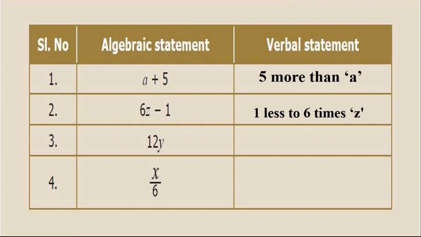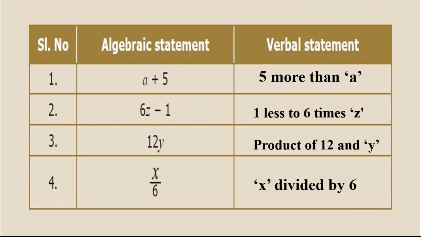Now we go for the third one. It is 12y, right? We have a product here inside. We can write this as 12 into y or 12y. So the verbal statement is the product of 12 and y. Next algebraic statement is x by 6 here, or we can say x is divided by 6. So the verbal statement is x divided by 6.